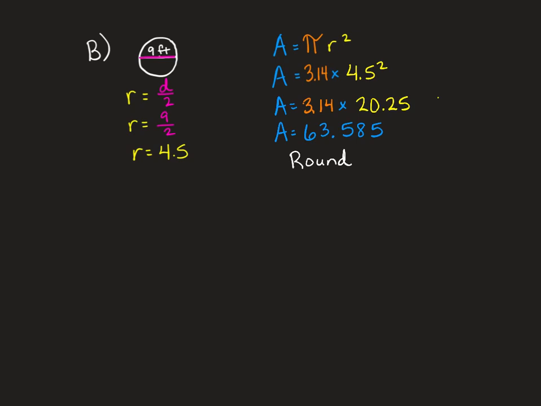And we're almost done, but remember that we need to round because we've got to write it in the hundredths place, which is two place values. So look at this digit in the hundredths place, the 8. The 5 to the right of it is going to make it go up. So we get an answer of A equals 63.59, and this is measured in feet squared. And we are finished.